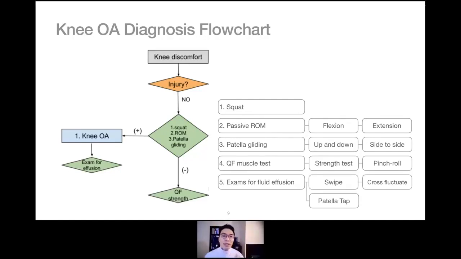And after that, we can do the pinch roll to see if there are any texture changes over the skin just above the quadriceps femoris. The last test I do is the exam for fluid diffusion, which can be done in 3 phases. For little and minimal fluid diffusion, I do the swipe test, and for the intermediate one, I do the cross fluctuate.